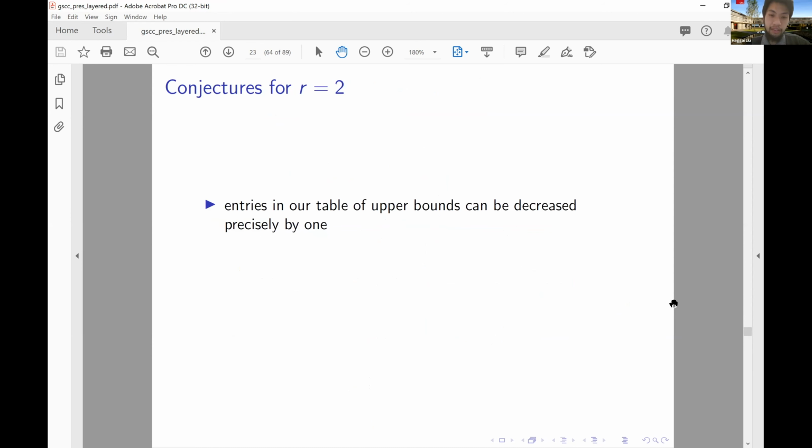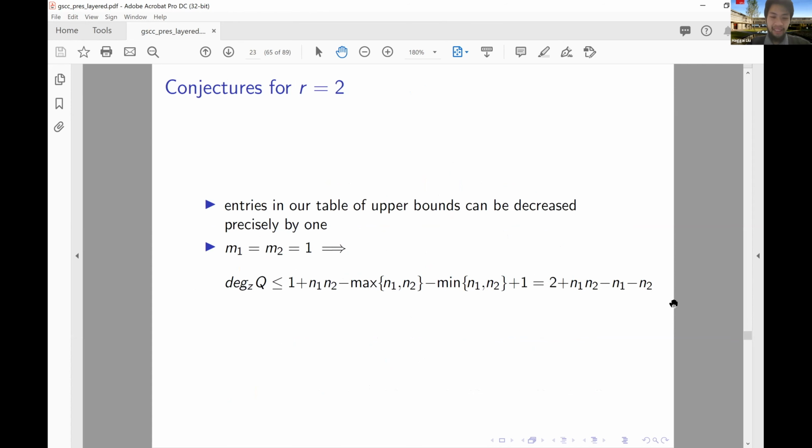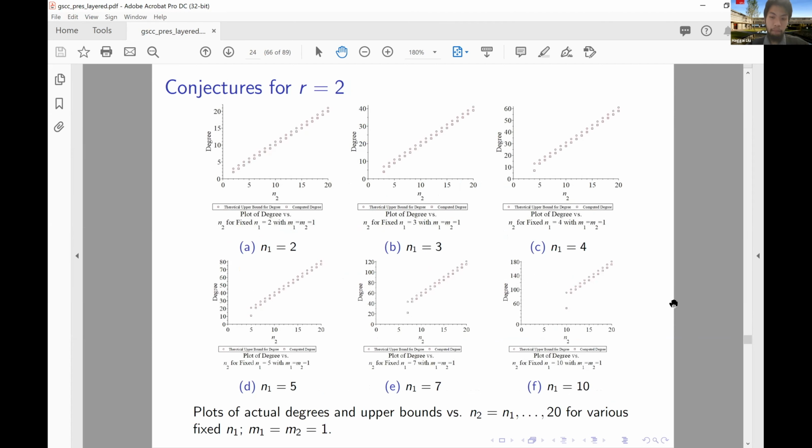What we have here, we actually get some conjectures. For the sake of time, I didn't include all the details leading up to the conjecture. But one conjecture is that for the 4 entries in the tables we just saw, we can actually get rid of the 1+. I conjecture that, but I don't know it for sure. So the next one is if I only have two distinct factors and none of them is repeated, then we actually have an even stronger upper bound. And here are some plots to kind of back up our conjecture.